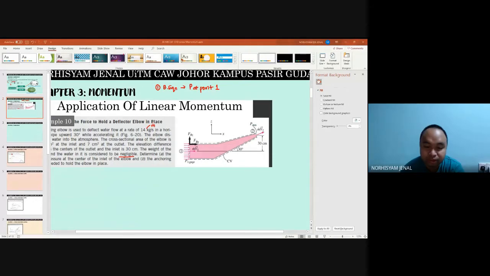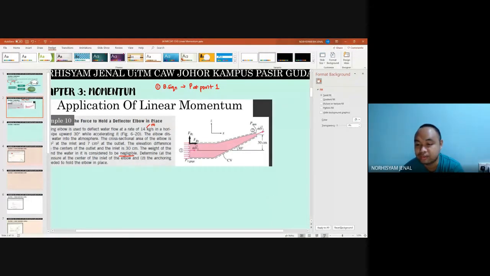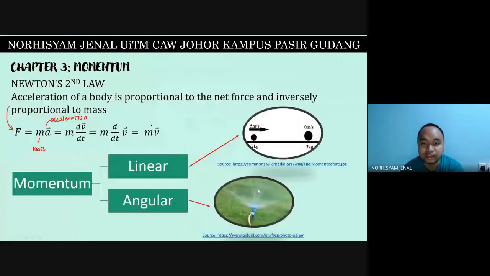Okay, so let me help you guys on this. All right, so before that, this is a bit of an idea of linear momentum. Based on Newton's second law, the acceleration of a body is proportional to the net force and inversely proportional to mass. So we did this before. This is how we change from force in terms of MA into this condition, which is our linear momentum study.